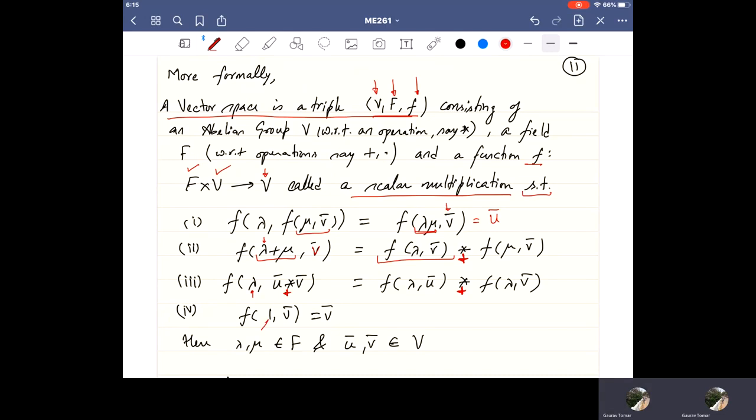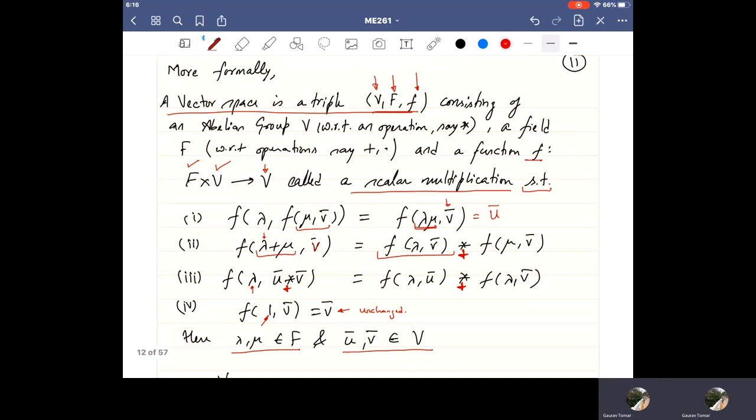If you choose the scalar as 1, the field element 1, which is the identity element of the field with respect to the dot operation, then you're going to leave the vector unchanged. That means you're scaling with 1. It's as simple as that, right? In these definitions, lambda and mu belong to the field, and the vectors u and v belong to the abelian group that we had defined previously.